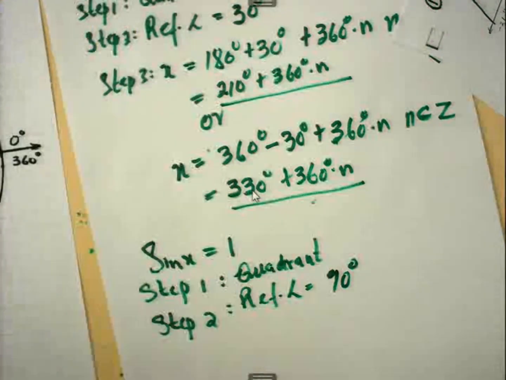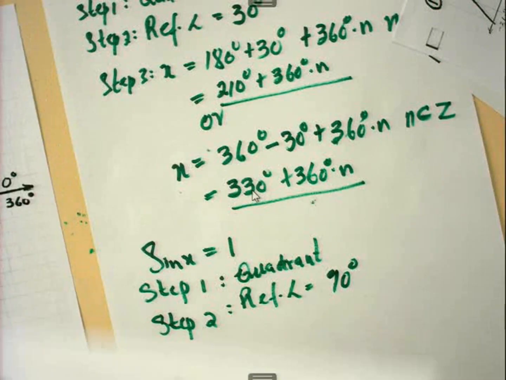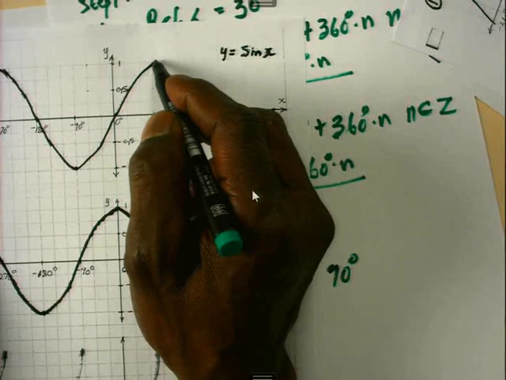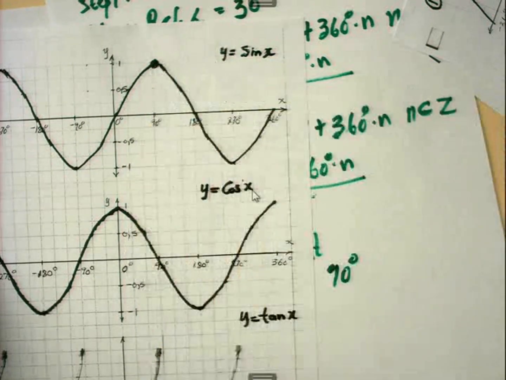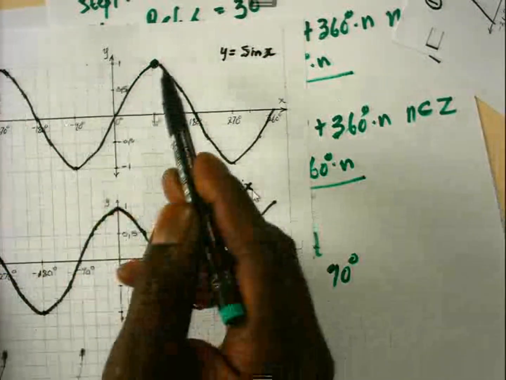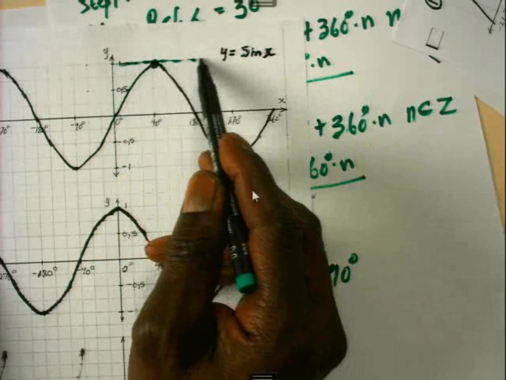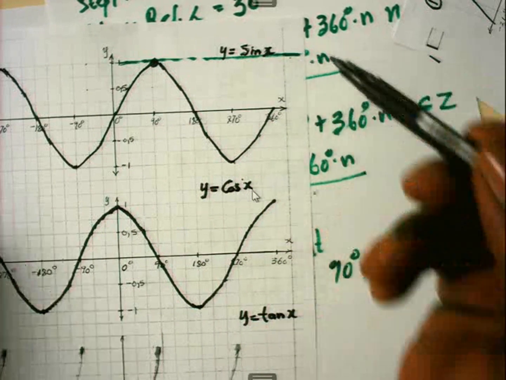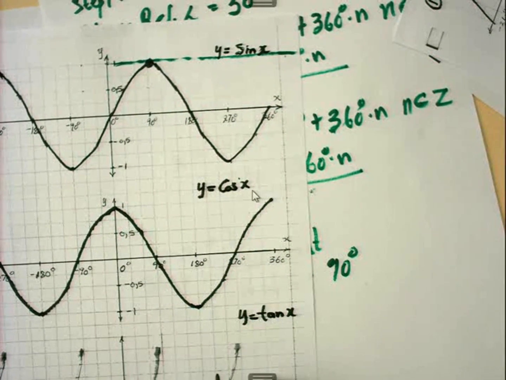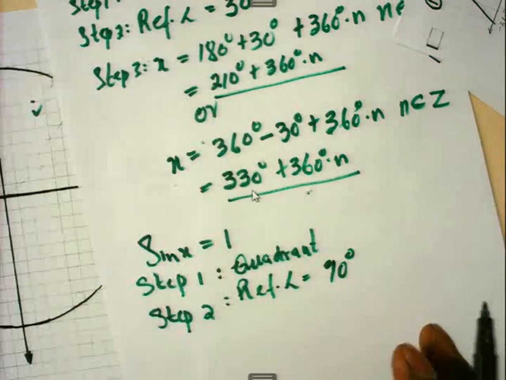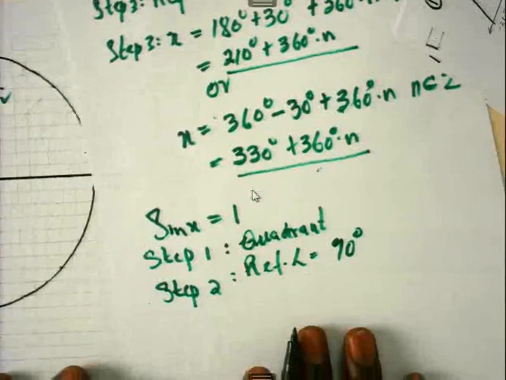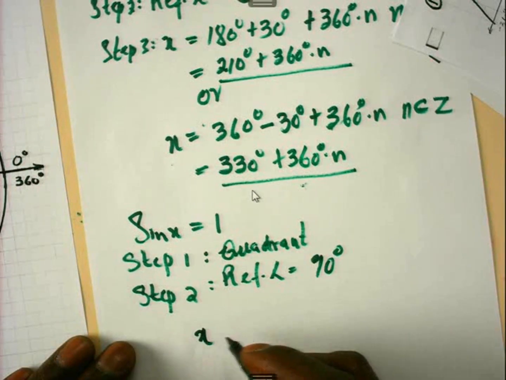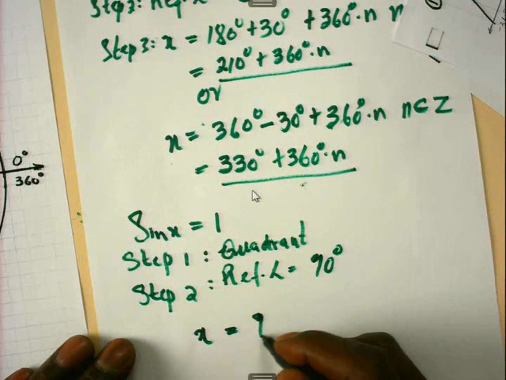Now, if we look at our sine graph here, the reference angle is there. We look at that and we draw the line there. It seems like we are not going to have a value that is more than 360. So we should be comfortable with 90 degrees only. We'll be able to generate all the solutions for that problem. So the solution for this problem will be x is equal to 90 degrees.